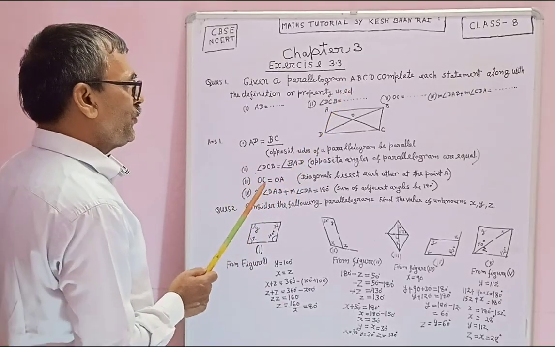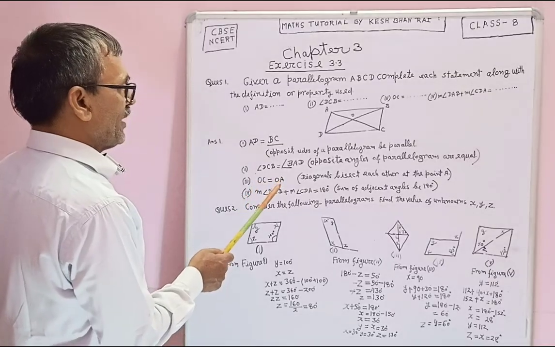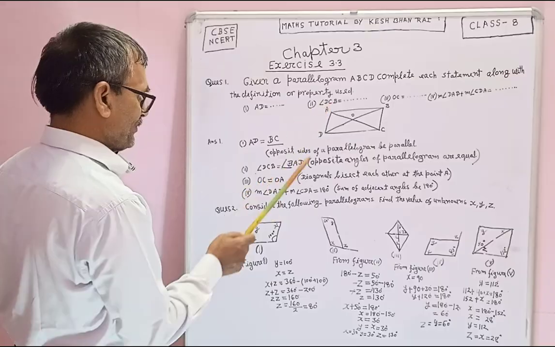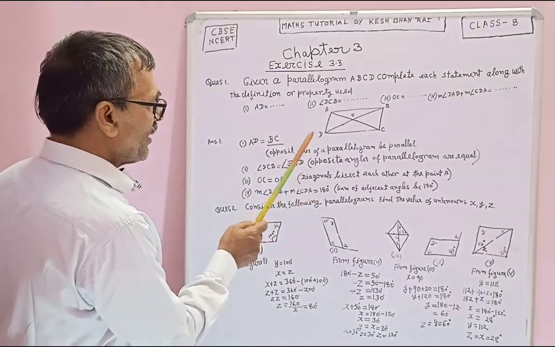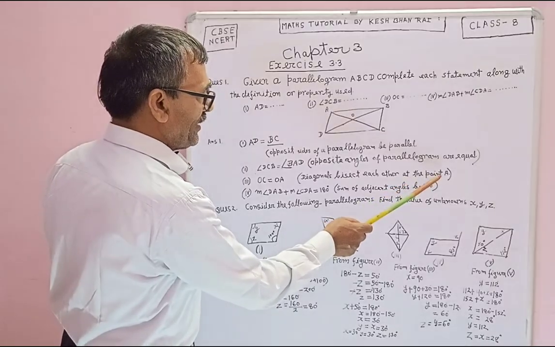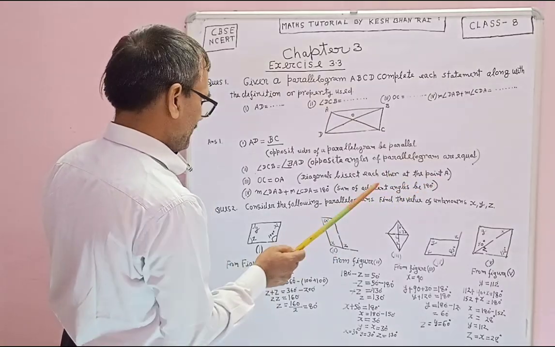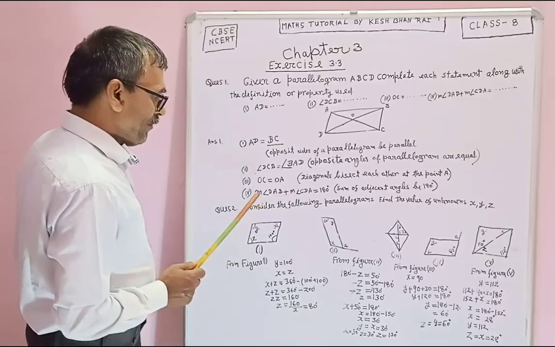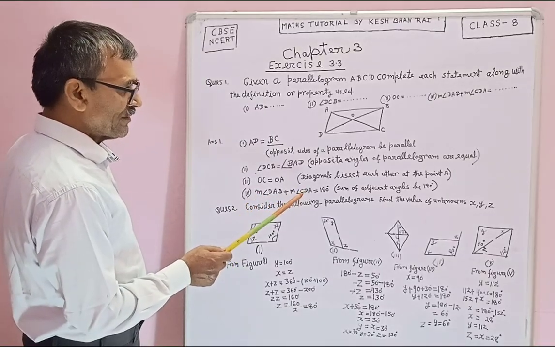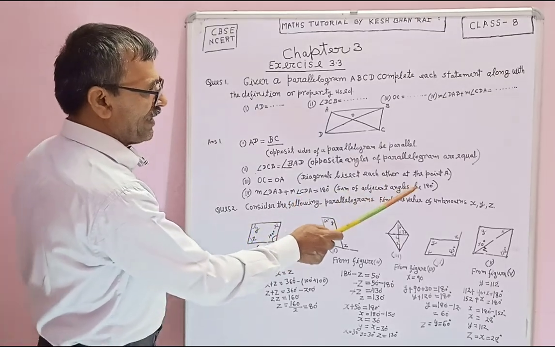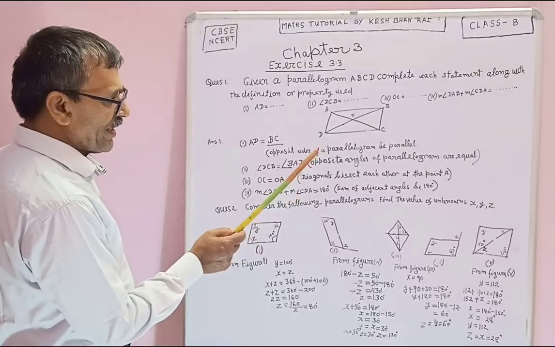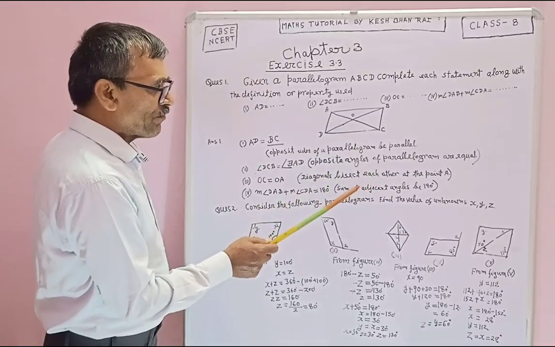Third point, OC is equal to OA. Diagonals bisect each other at the point O. Measure of angle DAB plus measure of angle CDA: the sum of adjacent angles. These angles DAB and CDA are adjacent angles.